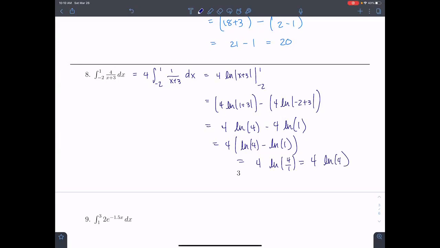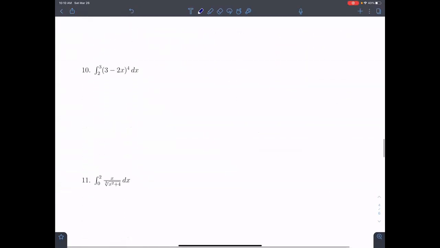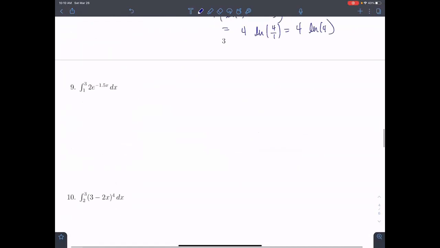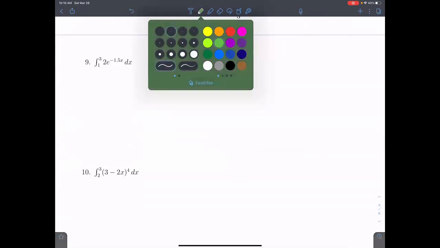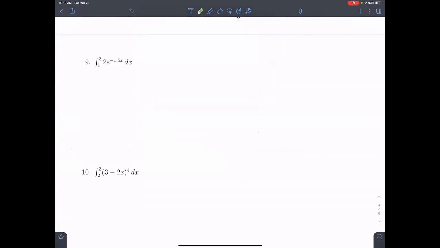All right, so number 9 opens up a whole new, you can see 9, 10, 11, and 12 have a lot more stuff going on. They're all going to require u substitutions to do the integrals. So I'm going to do that stuff in green here. The inside function here is e to the negative 1.5x. This is u.